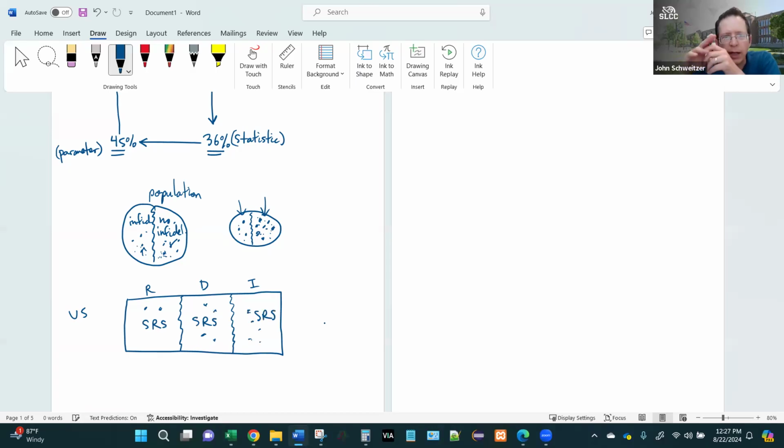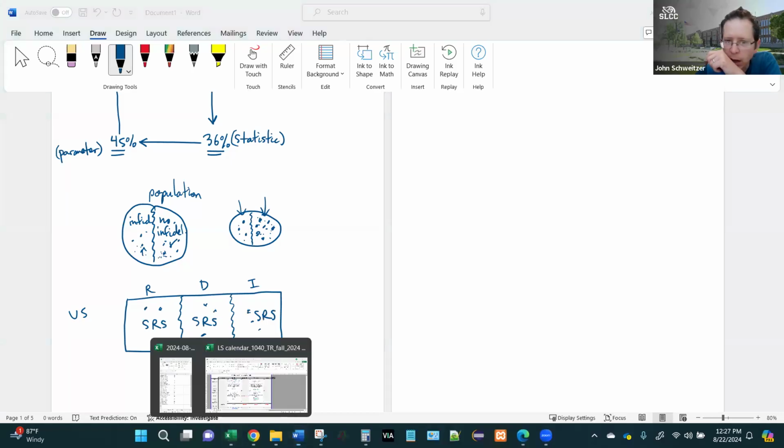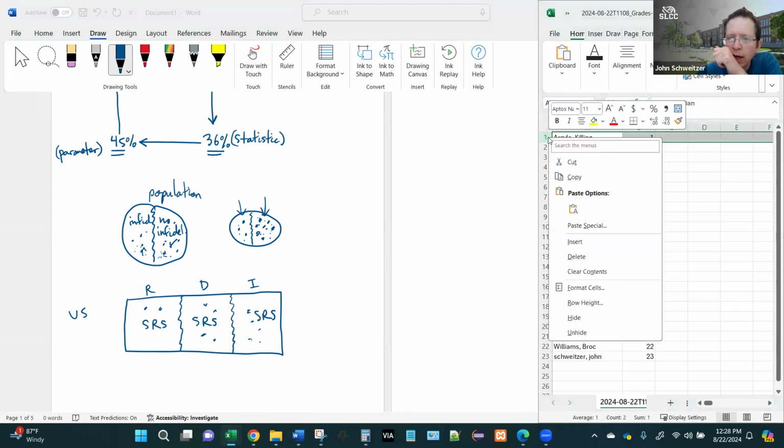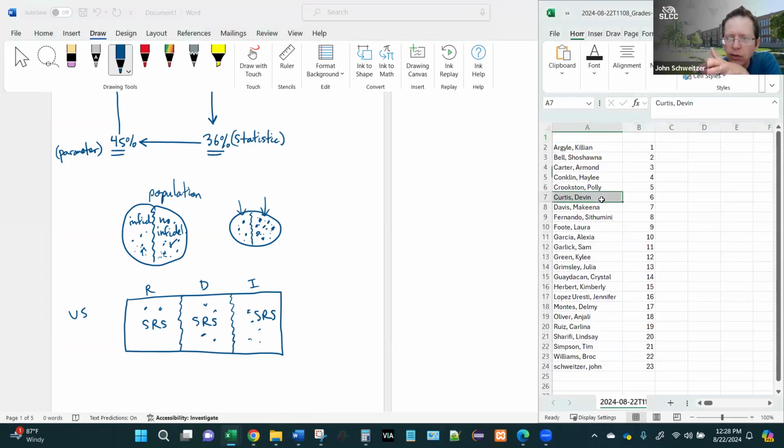So let's do that in our class. I don't want to ask people their political affiliation. That would be awkward. What I found for this class is a good stratification is born in Utah versus not born in Utah. I usually get about half and half; about half of the students typically are born in Utah, and about half, like myself, are not born in Utah.